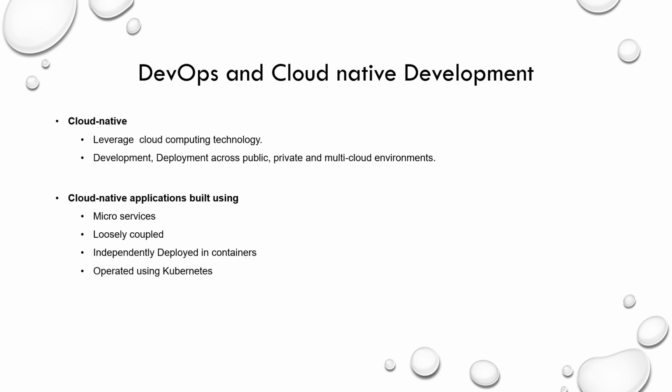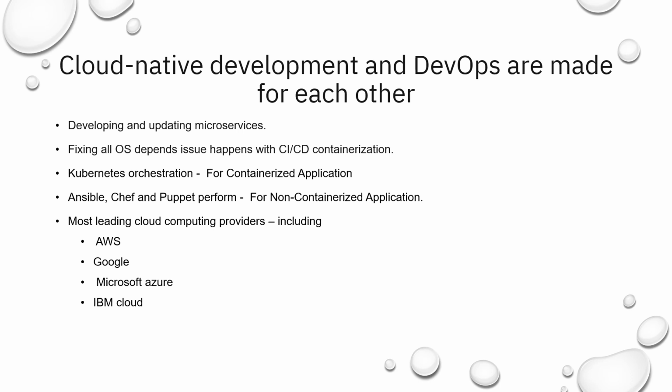Cloud native. Leverage cloud computing technology. Application development and deployment across public, private, and multiple cloud environments. Cloud native applications are built using microservices, loosely coupled, independently deployed in containers, operated using Kubernetes, which is an open source container orchestration platform for scheduling and automating deployment. Developing and updating microservices. Iterative delivery of small units of code to a small code base.